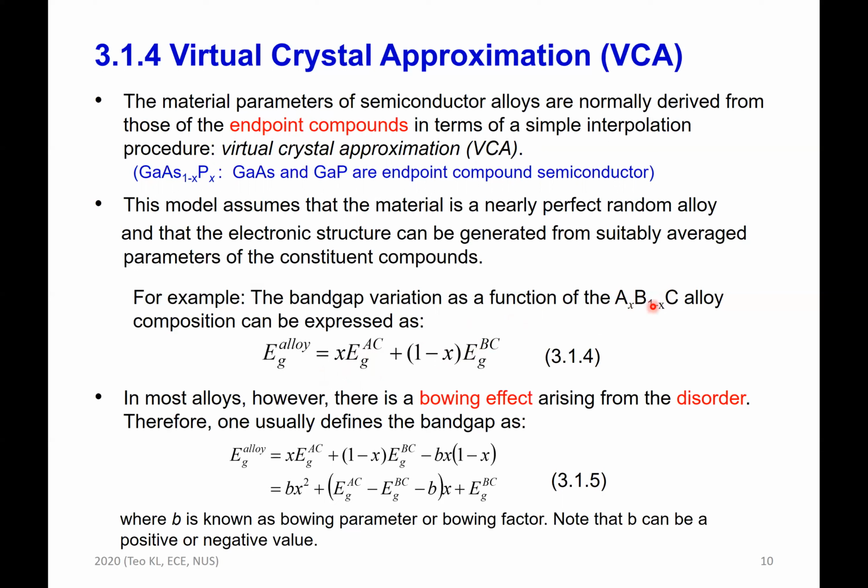plus 1 minus x times the band gap of gallium arsenide. Take aluminum gallium arsenide as another example, where you grow in excess of arsenic. AC will be aluminum arsenide and BC will be gallium arsenide. So x times the band gap of aluminum arsenide plus 1 minus x times that of gallium arsenide gives you the band gap of the alloy.